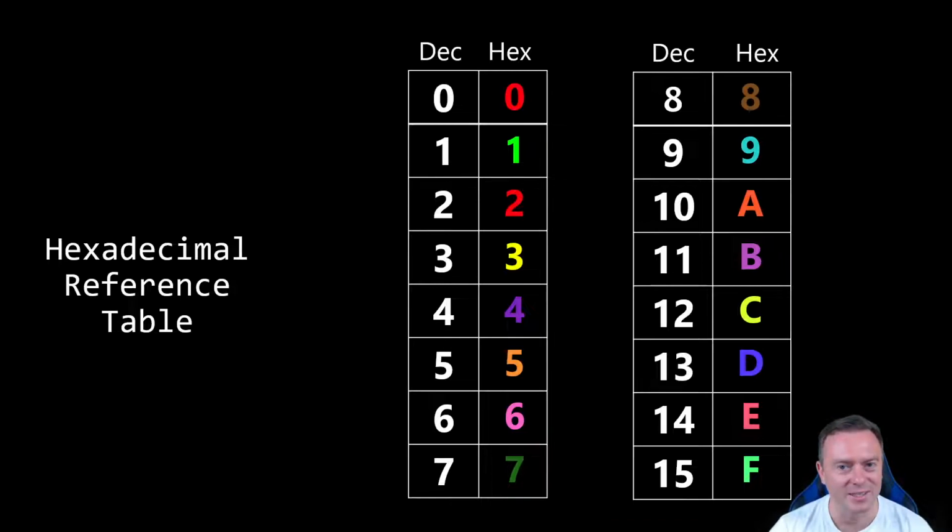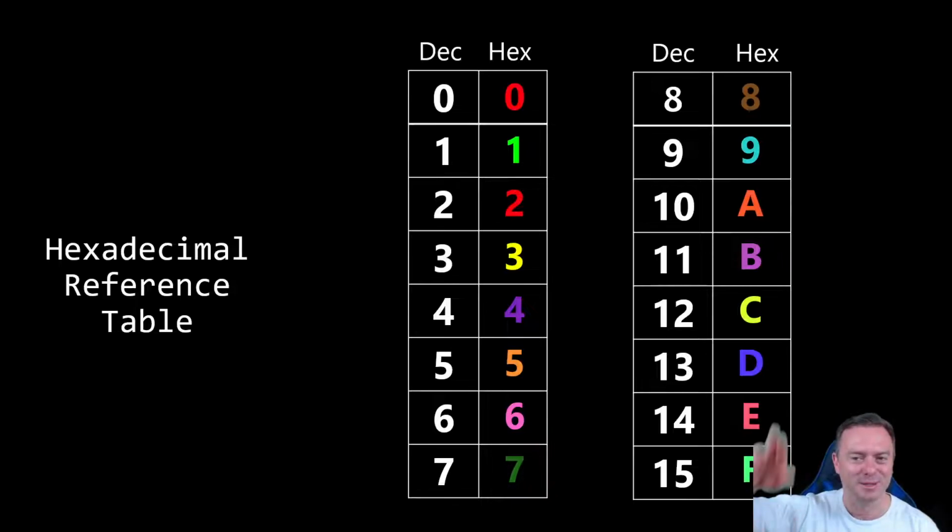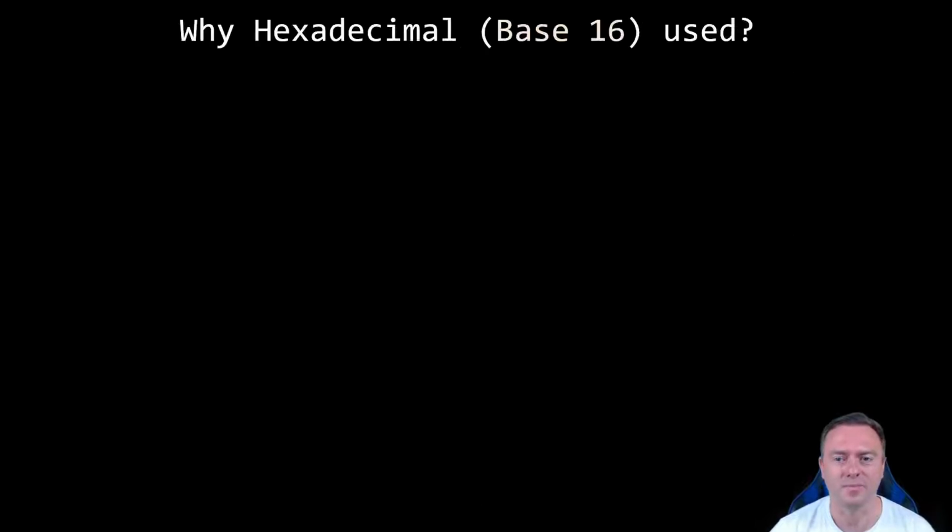So F is the largest, and once you have 15 in that particular column, it then proceeds to the next column. So F is like the 9 in our normal number system, or like the 5 in base 6, or the 7 in base 8. Once we get to that point, it means that we can go to the next column. So why would we want to use this?